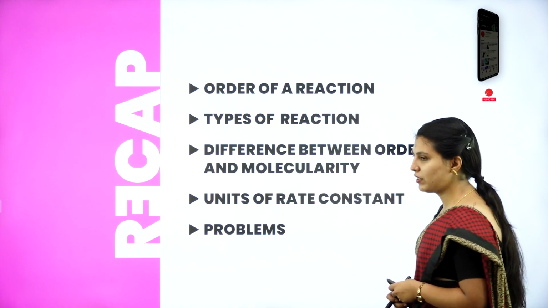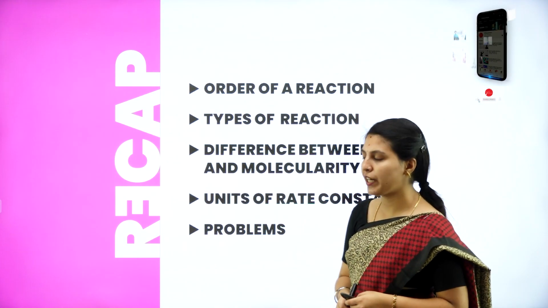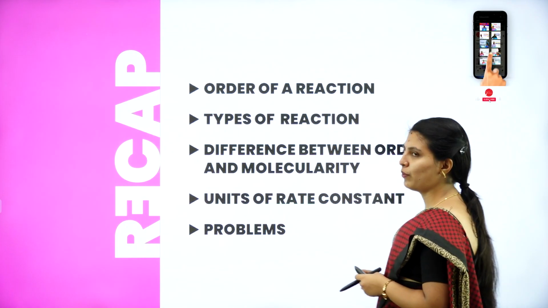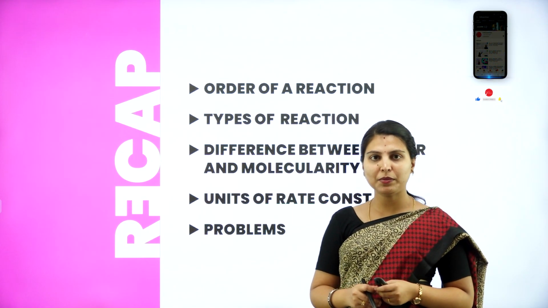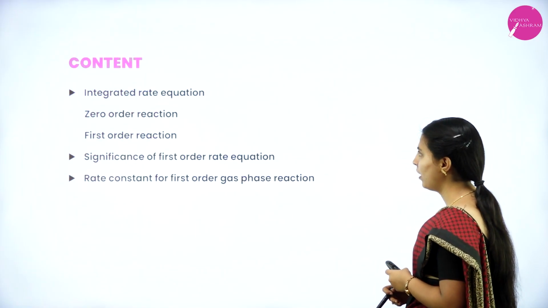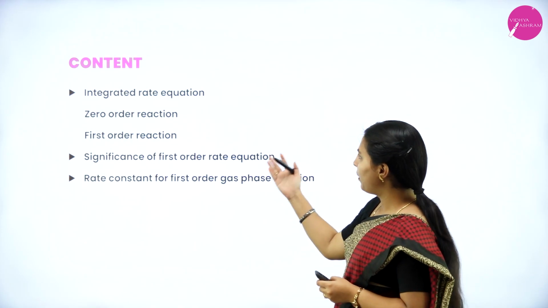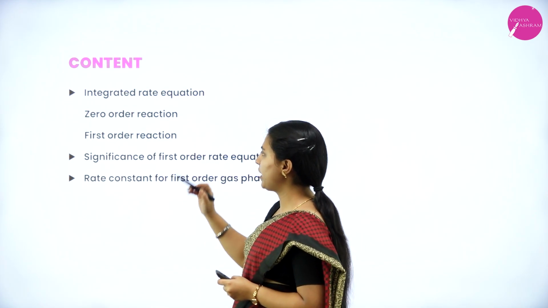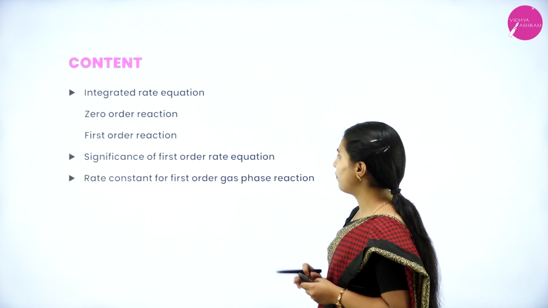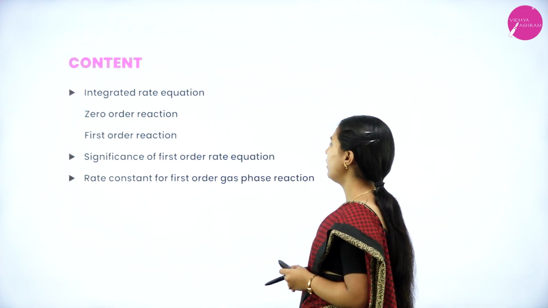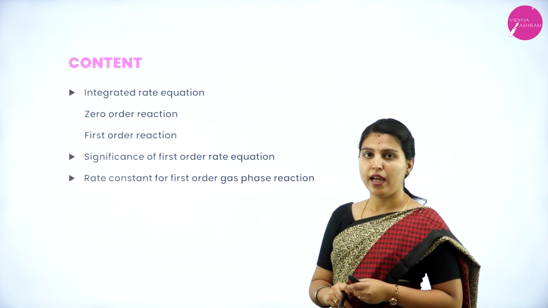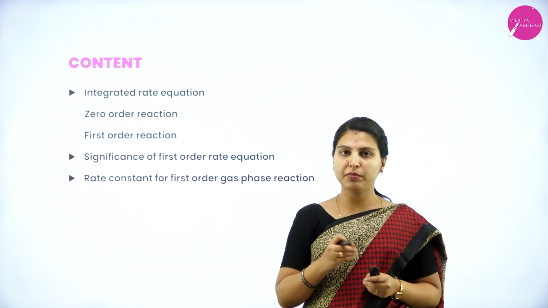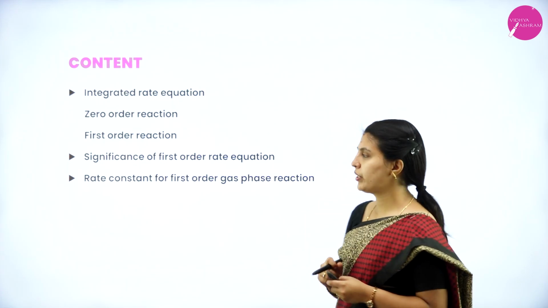In the last session, we discussed the order of a reaction, types of reaction, difference between order and molecularity, and units of rate constant with its numericals. These are the concepts we have already discussed in the previous session, and we'll continue by using the content with the integrated rate equation. In that we'll derive the zero order reaction and first order reaction, the significance of the first order rate equation, and the rate constant for a first order gas phase reaction. As I told earlier, these are the overall derivation parts, which are very much important for your examination purpose.